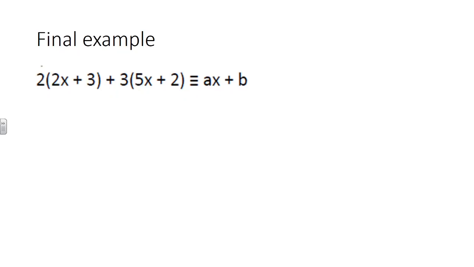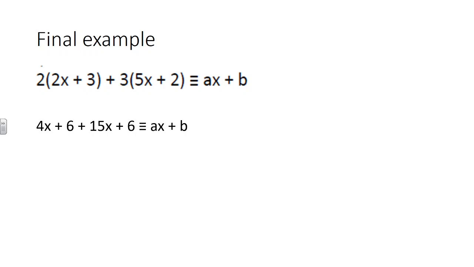Right, last example, and you should recognise this left-hand side from the starter questions. So you've got to expand and simplify this left-hand side first of all. So we're going to do 2 times 2x to get 4x, 2 times 3 to get 6, 3 times 5x to get 15x, 3 times 2 to get 6, and the right-hand side is already expanded for us, so we've got ax plus b on that side.